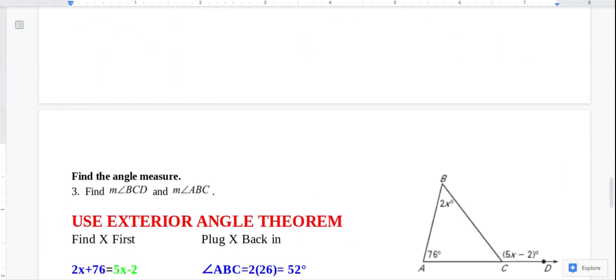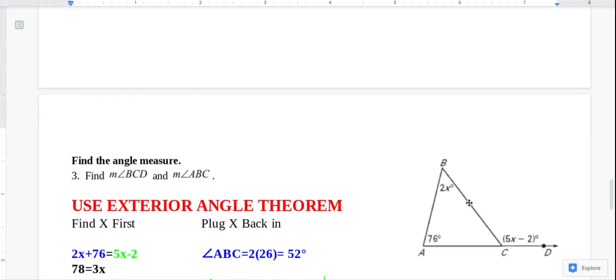All right, we've got a few more examples to look at. For this, we need to find the angle measures. So we're finding the measure of angle BCD and the measure of angle ABC. That's what it's asking for. ABC is this 2x up here, and BCD is the 5x minus 2. So we are going to use the exterior angle theorem. We need to find x first. So we see an x here with the 2x and an x here with the 5x minus 2. We need to find the value of x.